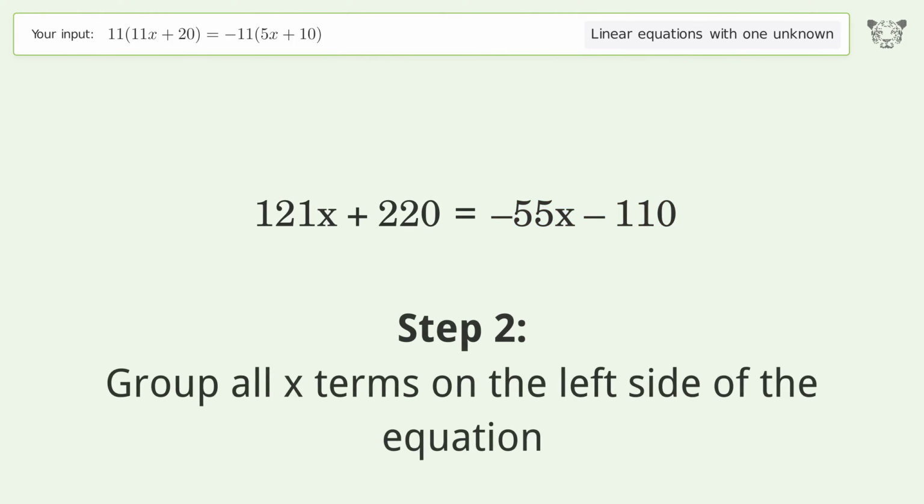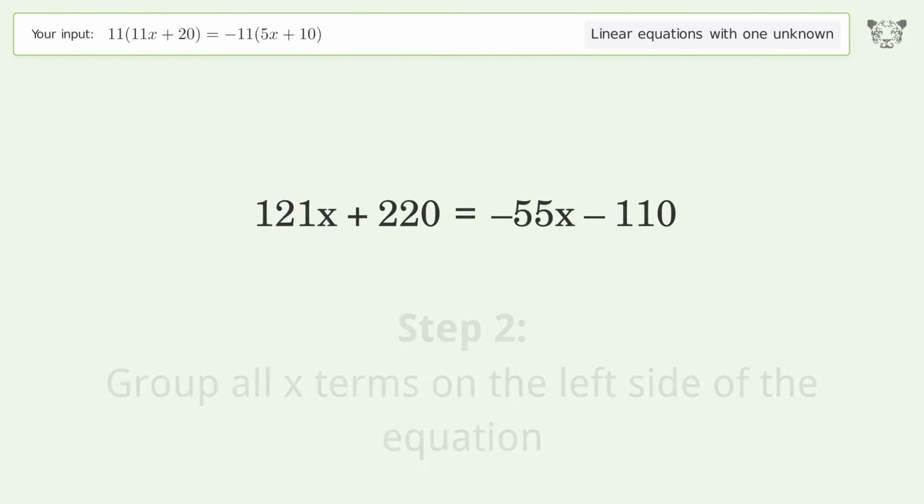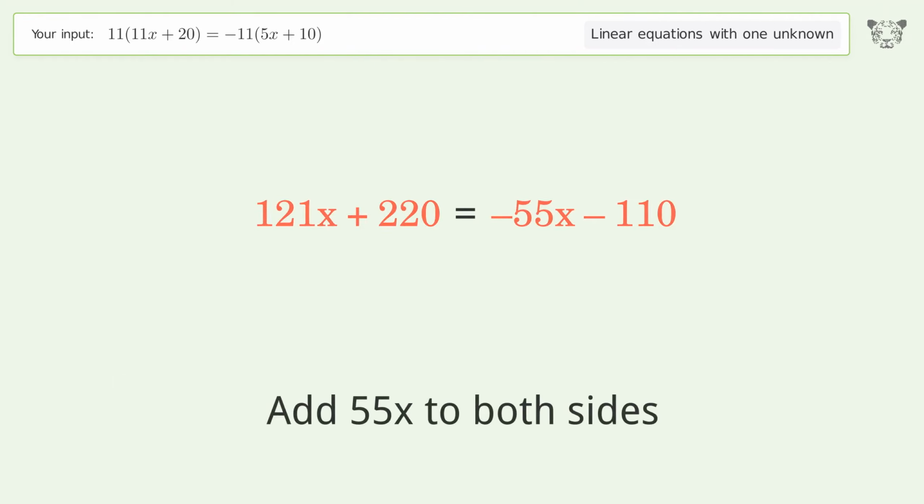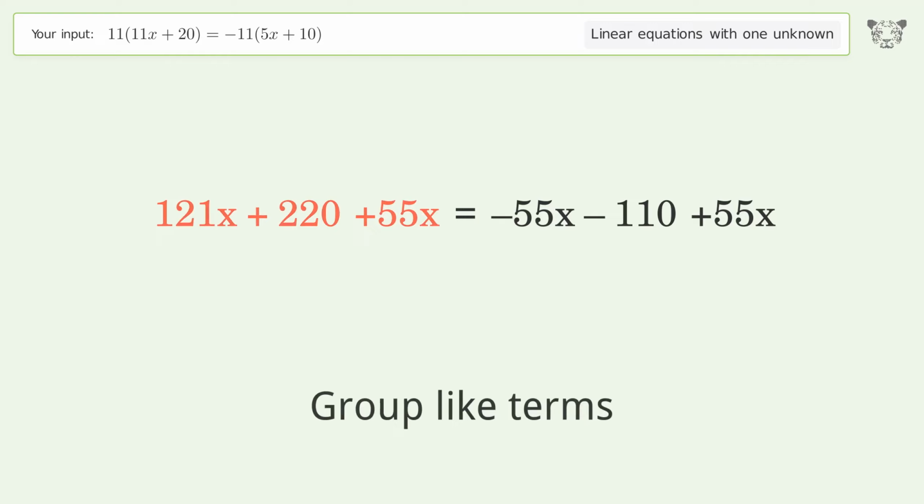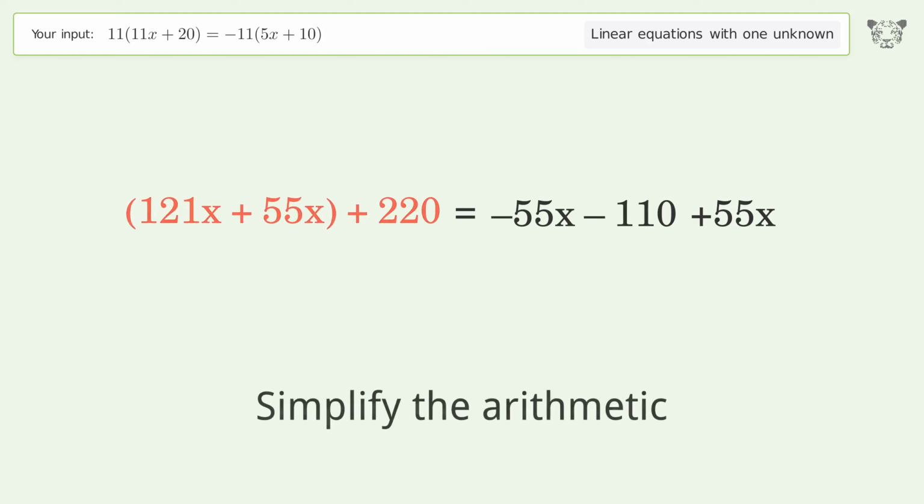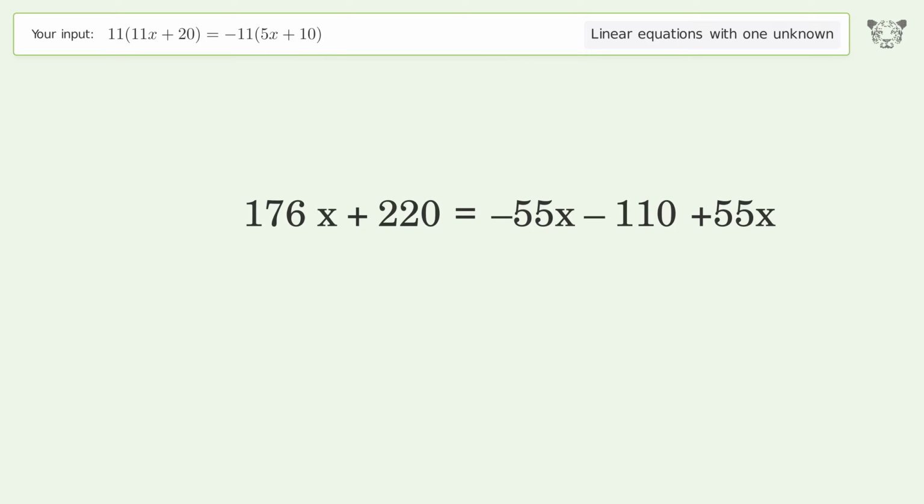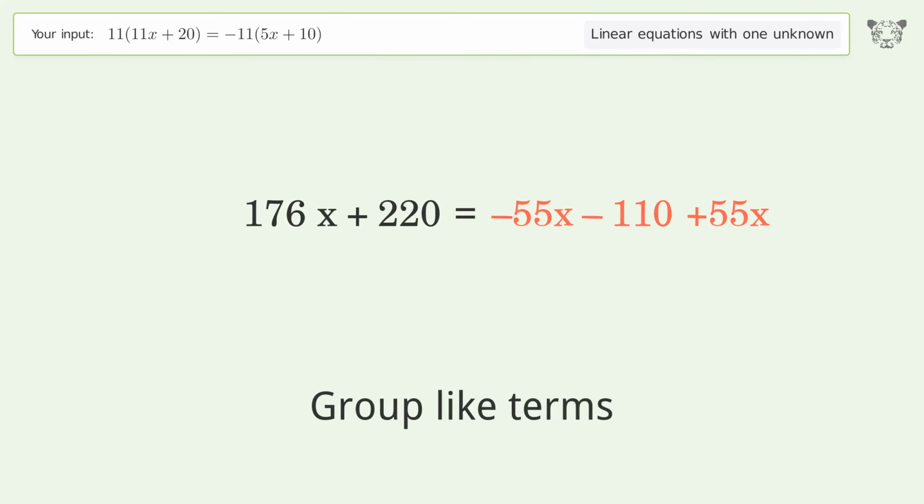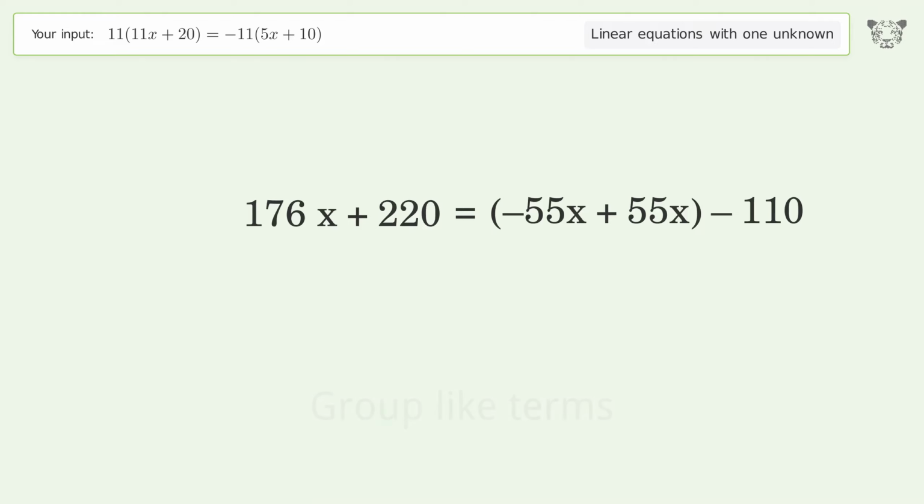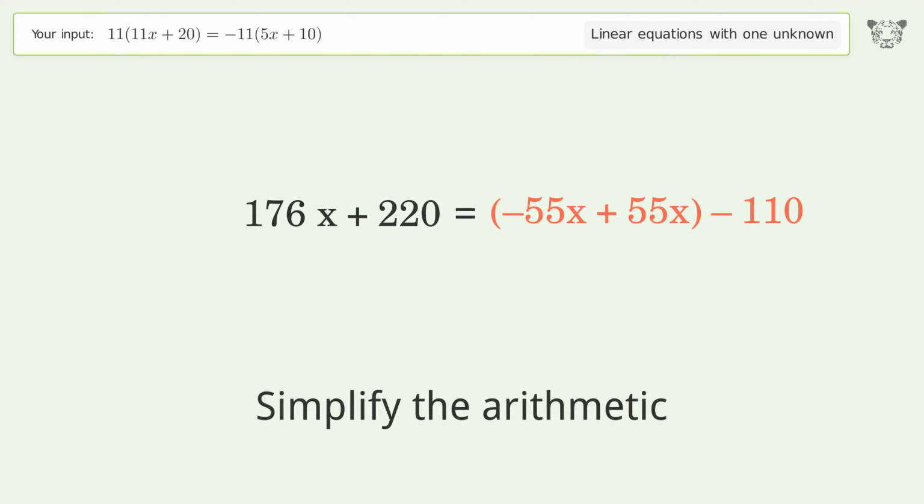Group all x terms on the left side of the equation. Add 55x to both sides. Group like terms. Simplify the arithmetic. Group like terms. Simplify the arithmetic.